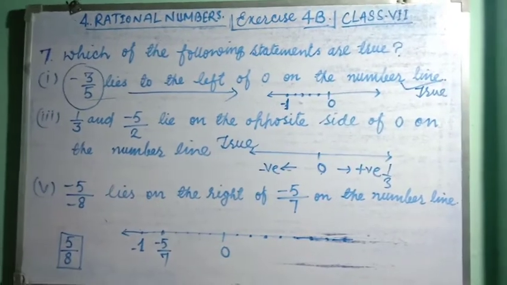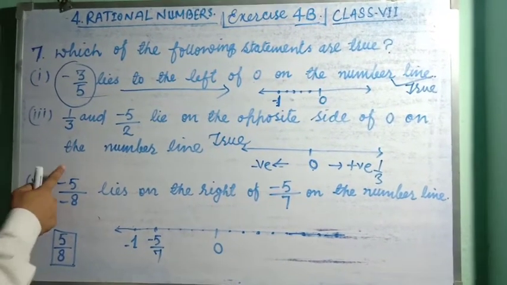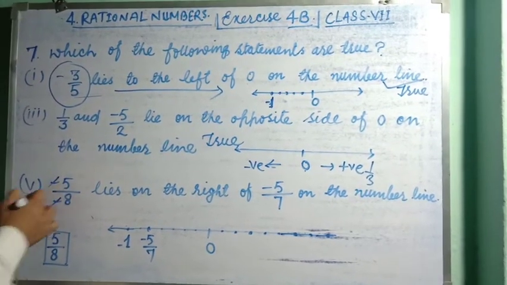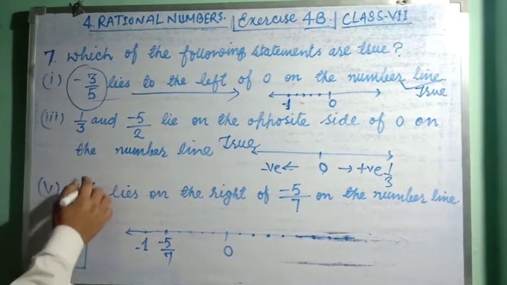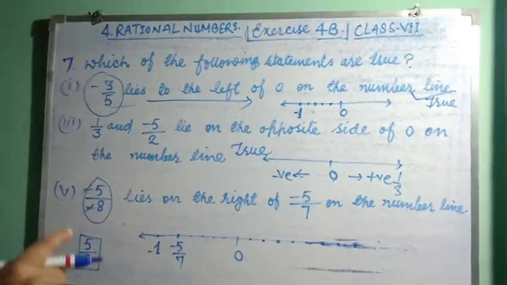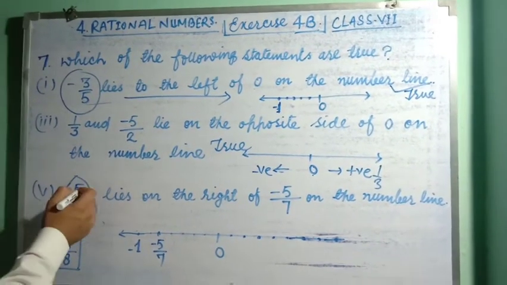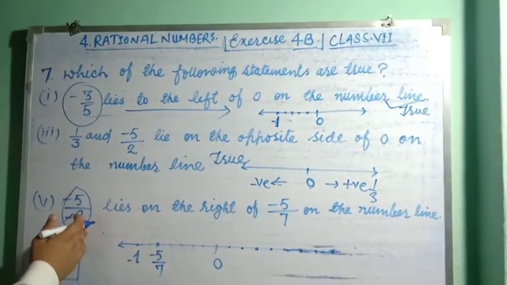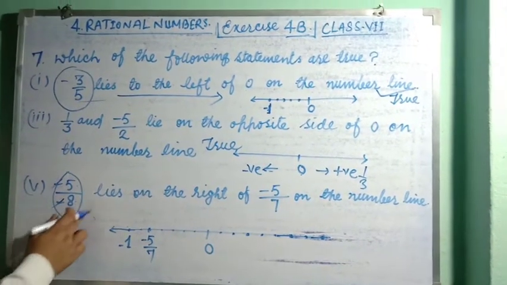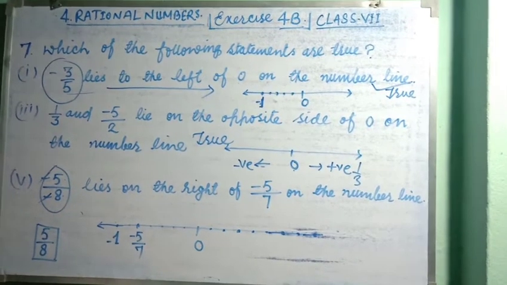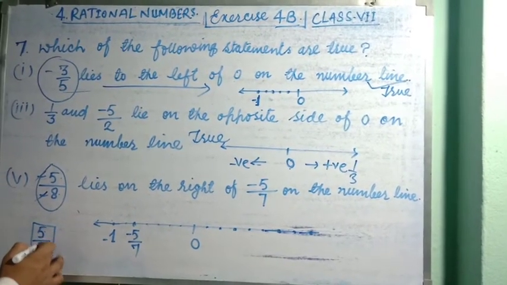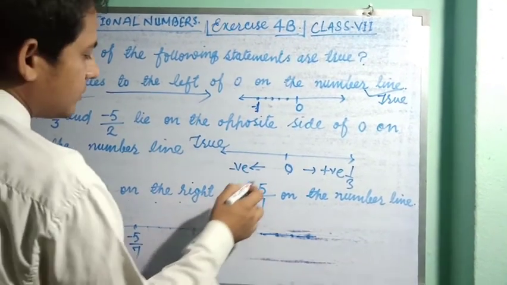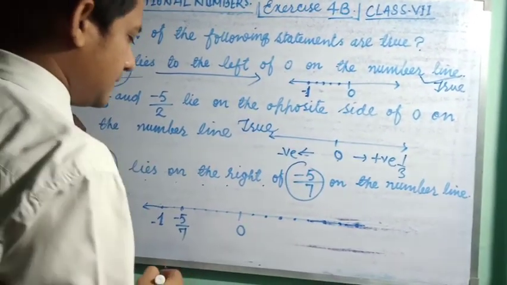Now the next question: minus 5 by minus 8, and here the minus signs will get cancelled. That means it is a positive number, and you know very well that a positive rational number means the numerator and denominator have the same sign, either both positive or both negative. This indicates a positive rational number. So this is only 5 by 8. That means plus 5 by 8 lies on the right of minus 5 by 7.